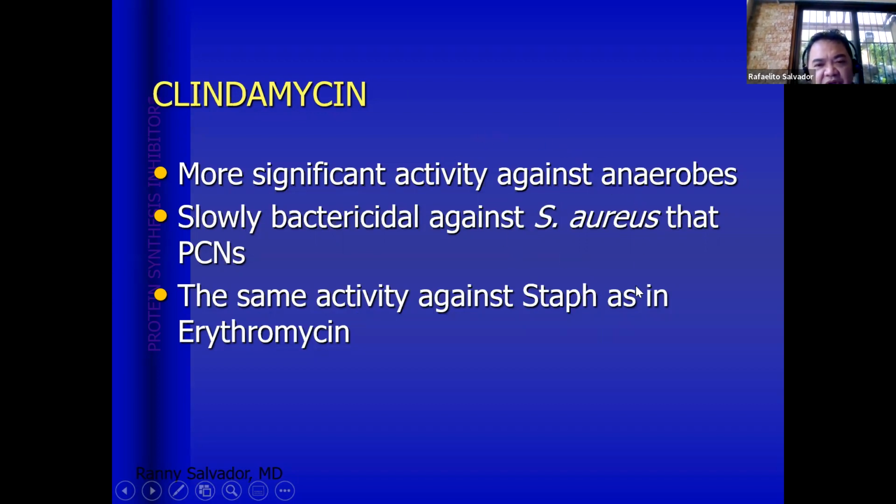So instead of giving a 4th generation cephalosporin or the other beta-lactam antibiotics that we discussed before that have action in anaerobic infections, clindamycin is more economical and more practical. It can be given orally, and IV. So usually for staph, gram positive, plus anaerobes, we give clindamycin.